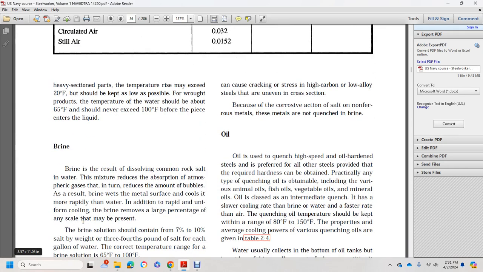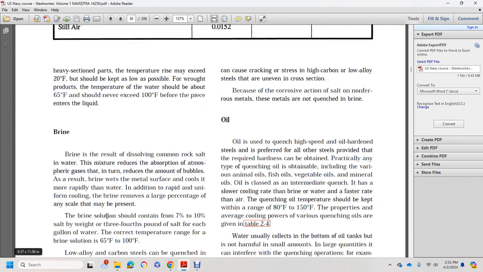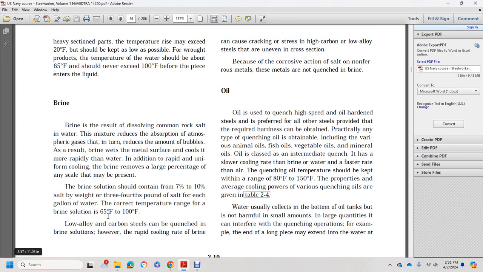Brine is made by dissolving common rock salt in water, with the mixture produced to absorb atmospheric gases, which reduces the amount of bubbles dissolved in the brine. Brine wets the metal surface and cools it more rapidly than water, and the rapid uniform cooling of the brine removes a large percentage of the scale that may be present. Brine solution should contain 10% salt by weight, or three-quarters of a pound of salt for each gallon of water. The correct temperature range for the brine solution is 65 to 100 degrees Fahrenheit. Low alloy carbon steels can be quenched in the brine solution.